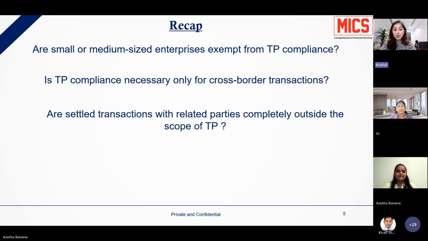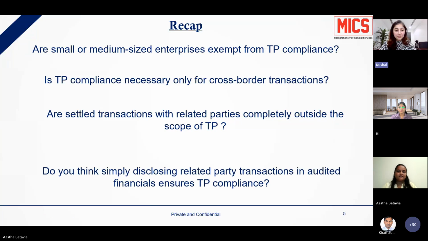Are settled transactions with related parties completely outside the scope of transfer pricing? I squared off the loan before my year end. Do I still need to comply with TP? Yes. Even if at year end there was no transaction outstanding, even then TP compliance would attract for the period during which the transaction was undertaken. Therefore you have to make sure that for the loan which you had during the year, even if it was squared off at the end of the year, you charge appropriate interest according to the terms and conditions of that loan.